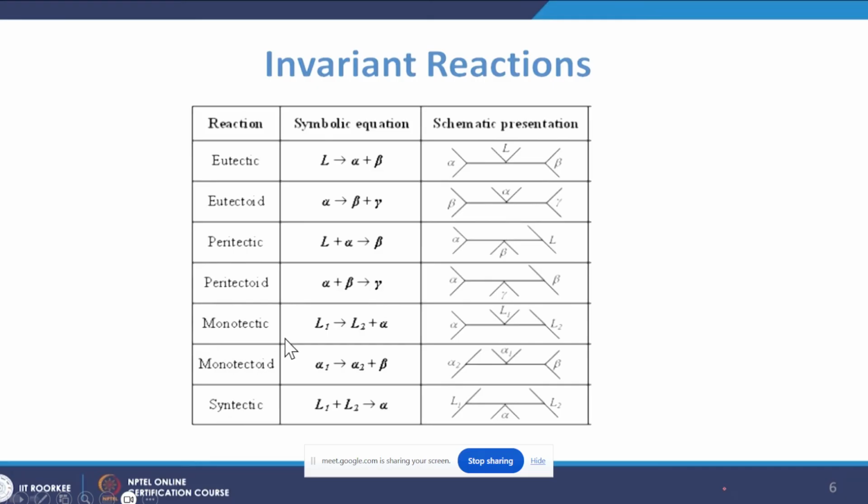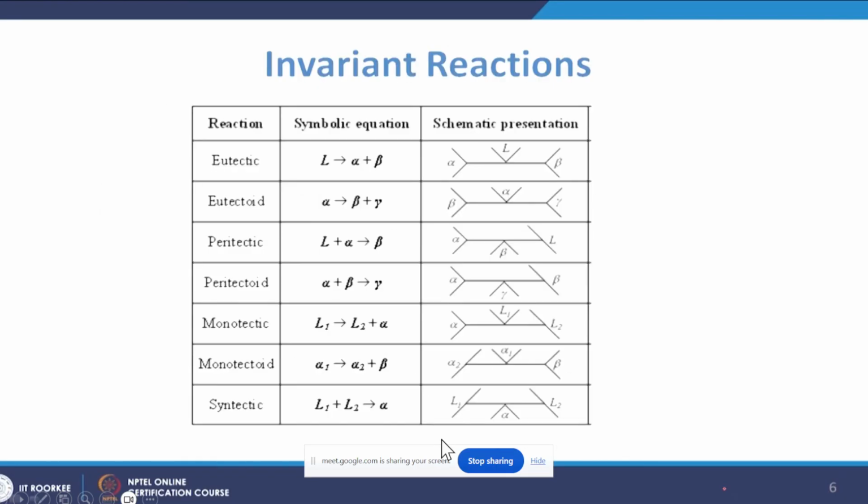Monotectic is where one liquid converts into another liquid plus solid, and monotectoid is where one solid converts into two solids. In this case we will have a similar phase, alpha, plus another phase. So it is similar to eutectoid, but here the same alpha will be there plus another alpha phase will be generated. And syntectic is where two liquid phases combine to form one solid phase.